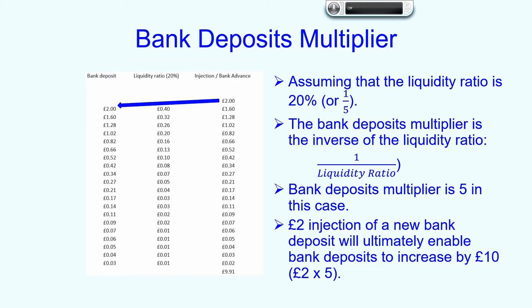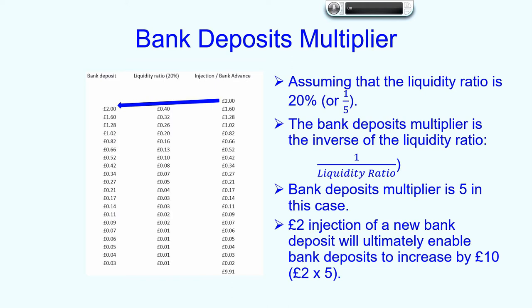And so we can see that with a bank deposit of £2, the bank will retain 20% as cash or liquid assets, so that's 40 pence will be retained, and the rest will be loaned out to a borrower, so £1.60 will be advanced to a borrower. And that borrower will then use the money for a transaction. The recipient of the money will place the £1.60 in their bank account. This is another bank to the original bank. And so this is where the banking system can create deposits, but individual banks don't.